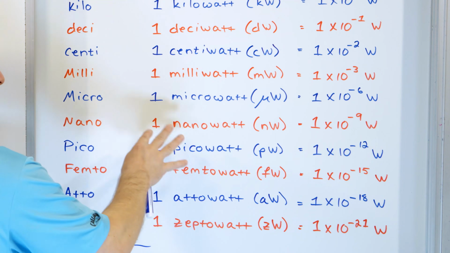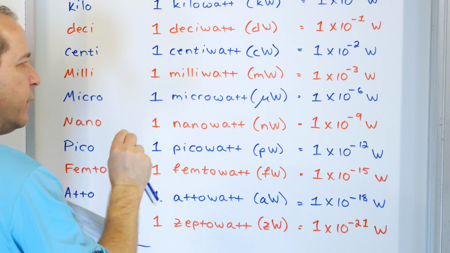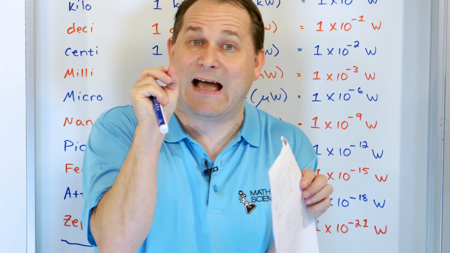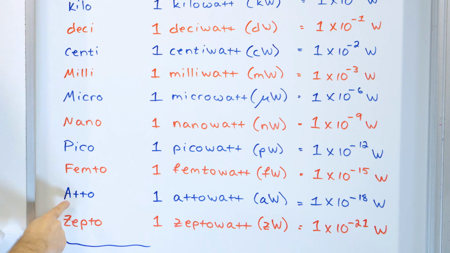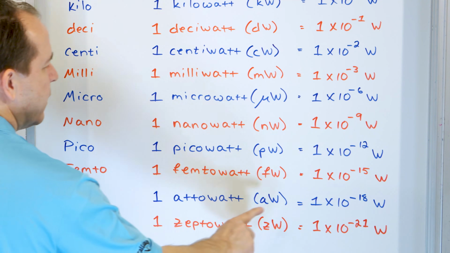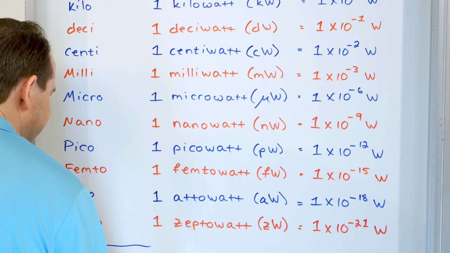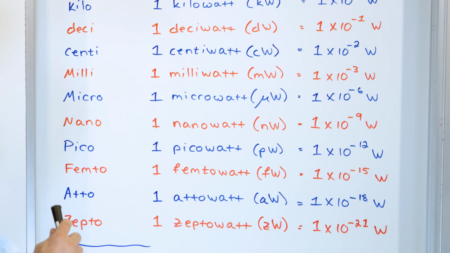Now you're starting to talk about the scale of atoms here. These units down here, the picos and the femtos, if it were in meters, you'd be talking about the actual size of atoms. The smallest we have here is atto at 10 to the minus 18, and zepto, 10 to the minus 21.